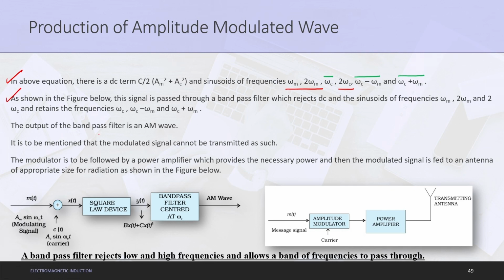So, the output of the band pass filter is an AM wave, quite clear. Anything which comes out of this band pass filter is known as an AM wave. What is an AM wave? AM is an amplitude modulated wave.